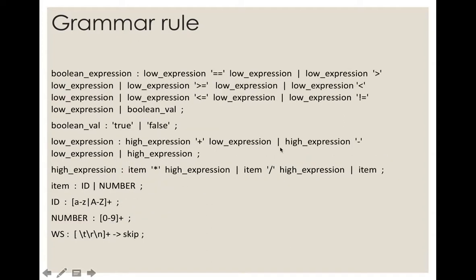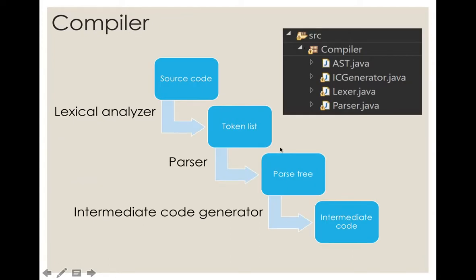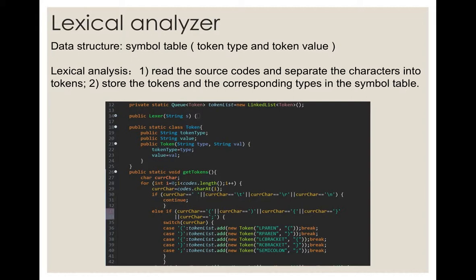As for the compiler phases, we generally input our source code, then we generate the token list. Then through the parsing, we get our intermediate code. So here is the lexical analyzer. We use the symbol table as our data structure to realize the functions. It has two phases. One is to read the source code and separate the characters into tokens. The second phase is to store the tokens and their corresponding types into our symbol table.